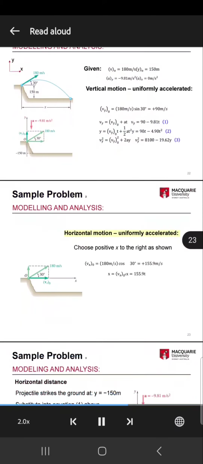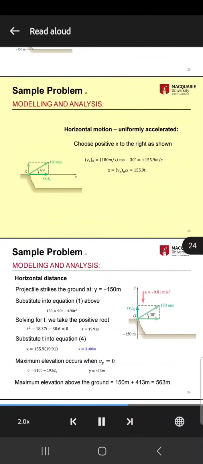Sample problem 2. Horizontal motion is uniform. Choose positive x to the right as shown. x equals (v_x)_0 t, where v_x equals 155.90. Sample problem 3: horizontal distance. The projectile strikes the ground at y equals minus 150 meters.